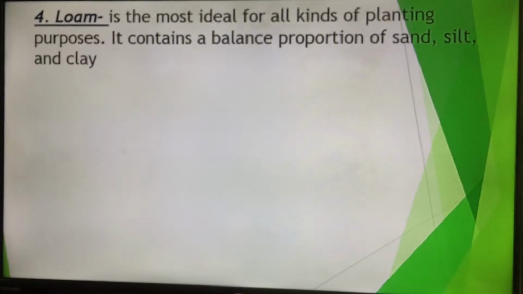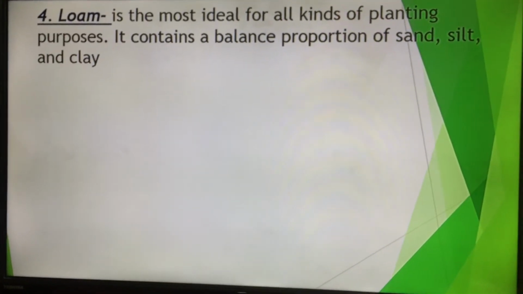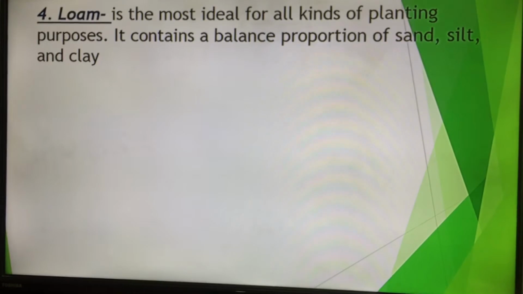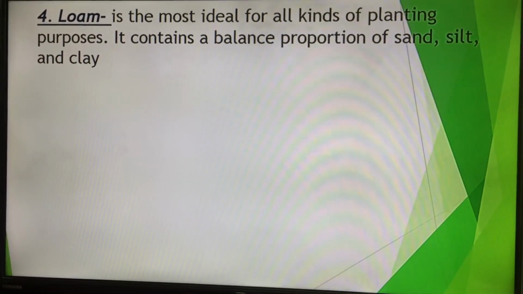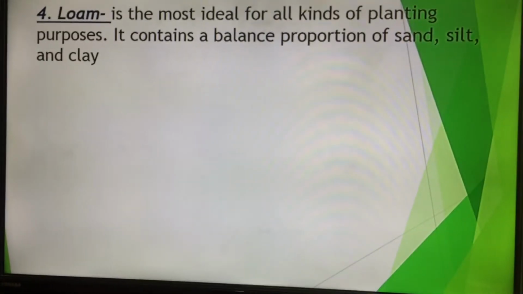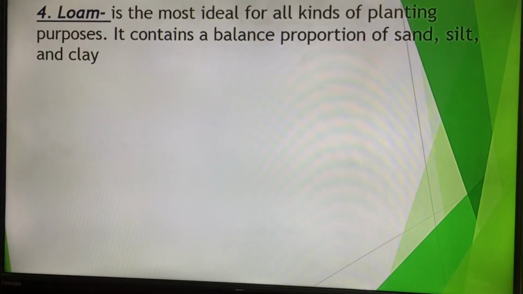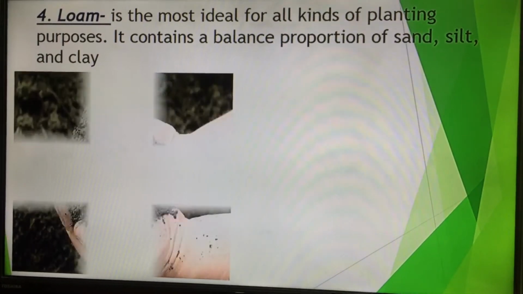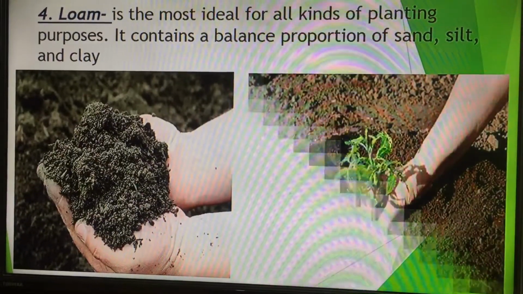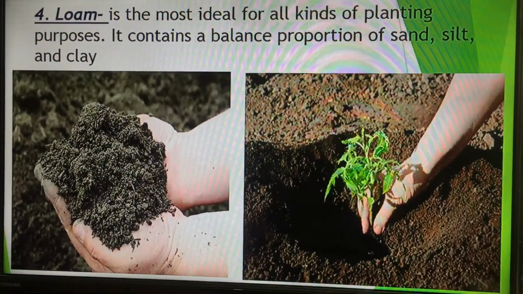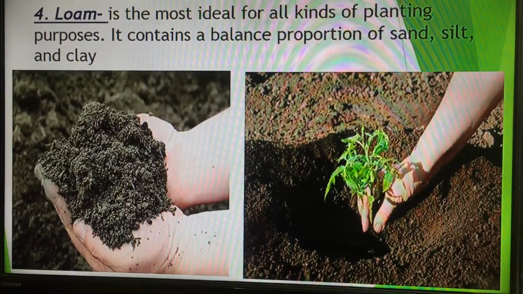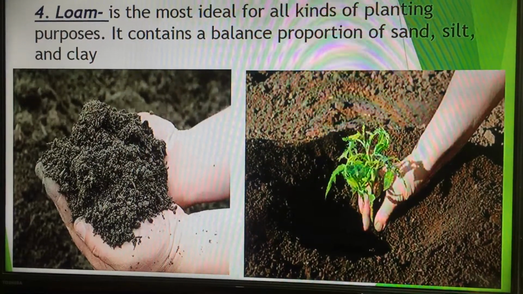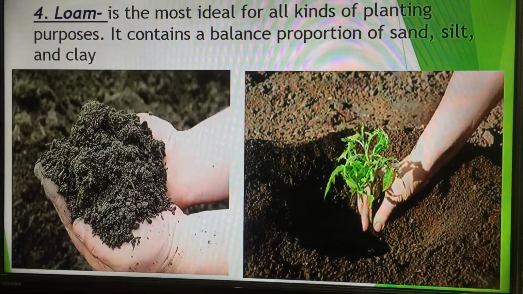Next one, the fourth one is loam. Loam is the most ideal for all kinds of planting purposes. Why? Because it contains a balanced proportion of sand, silt, and clay. So it means loam contains all the nutrients that the plant needs. That's why this is the most ideal of all kinds of soil. Okay?